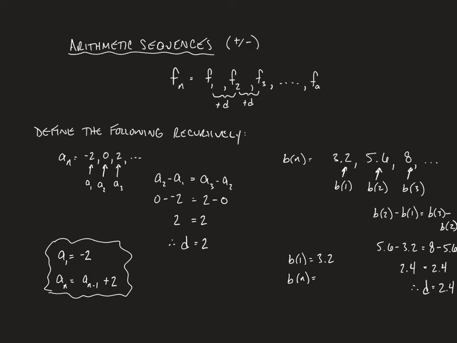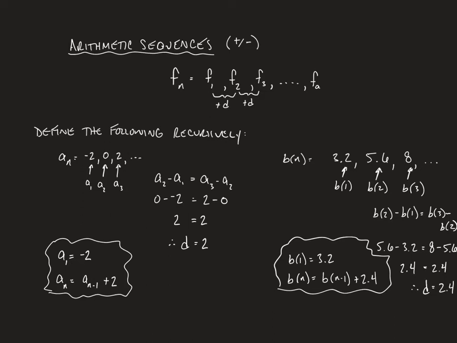So I'm going to say that to find the nth term, I'm going to take b of n-1, because that's going to be the term right before the nth term, and add 2.4. And now I have a rule that can help me find any term I want to in this sequence. So that's just a general overview of arithmetic sequences.